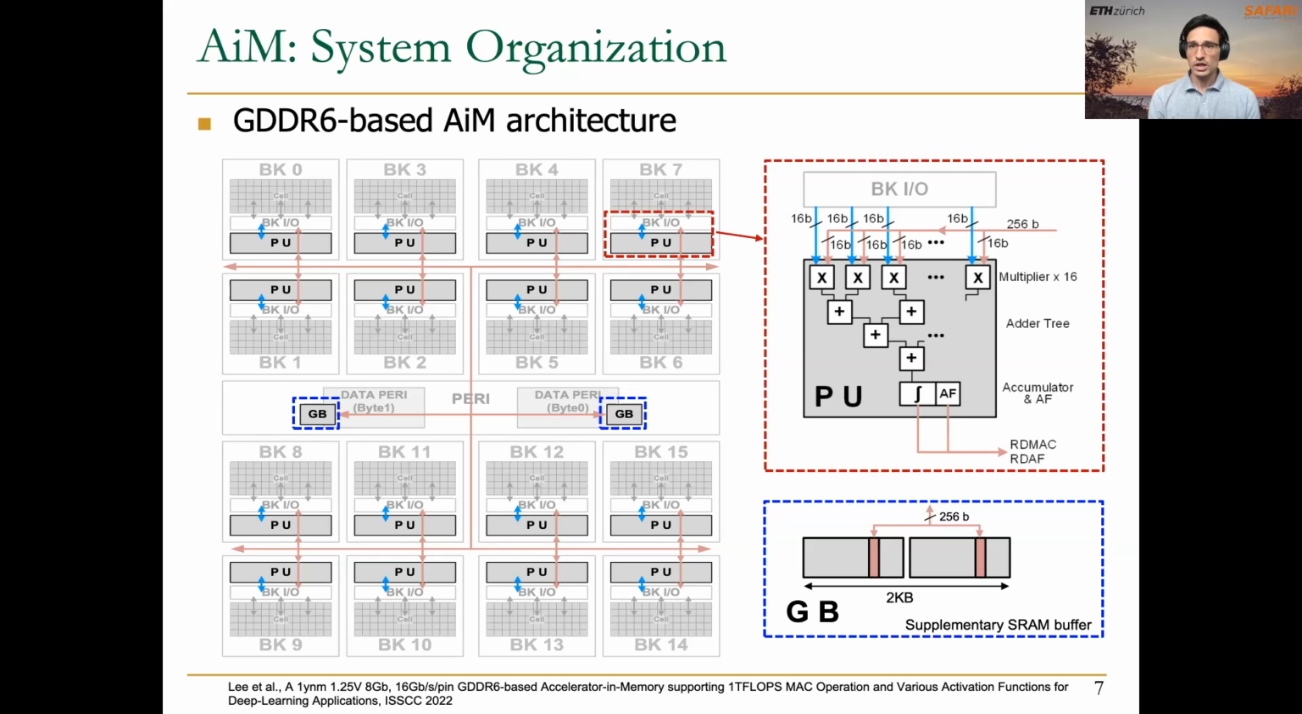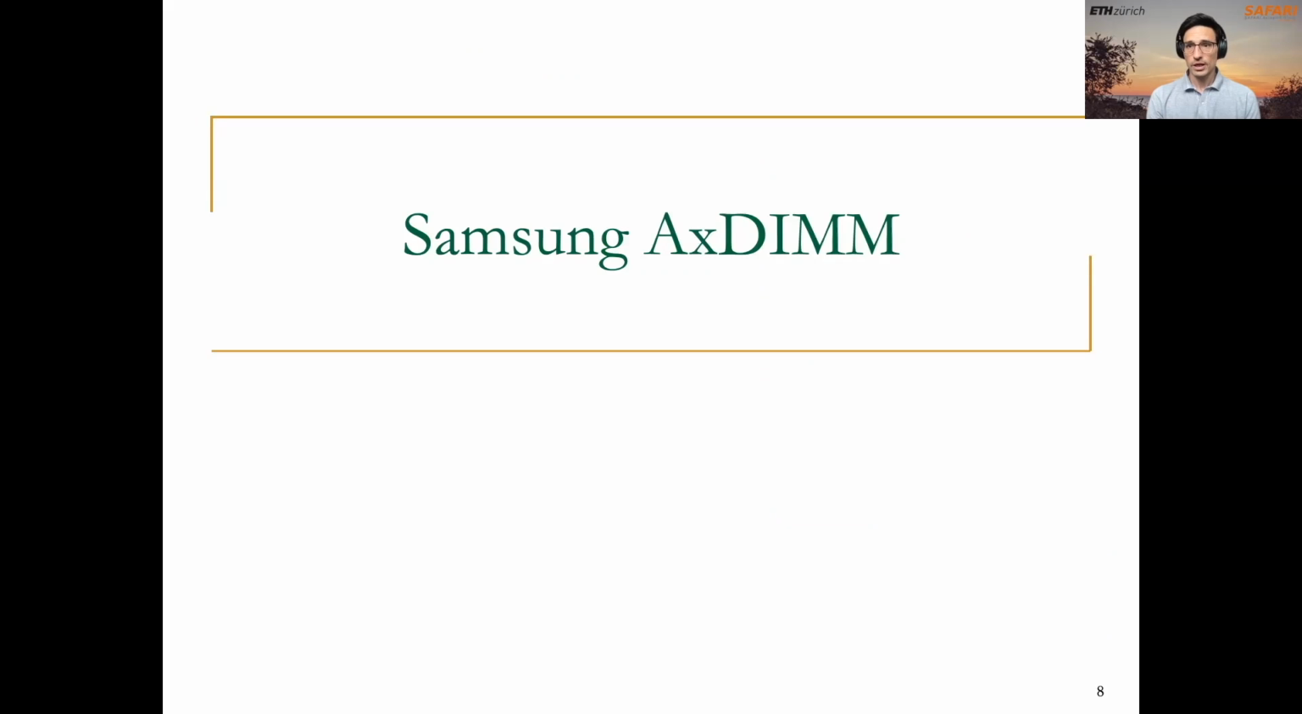Another interesting thing in this architecture is that it has an SRAM-based global buffer, and it is possible to move data between this global SRAM-based buffer and the DRAM banks. Today, we talk about a different type of proposal.